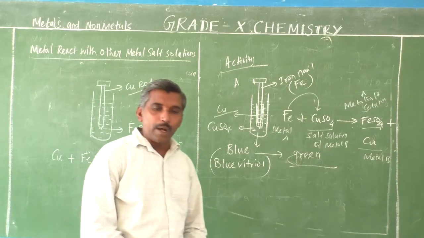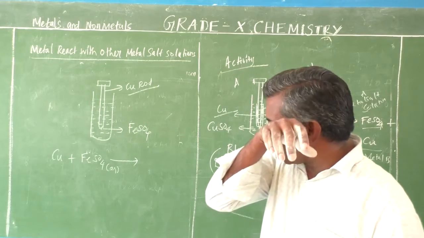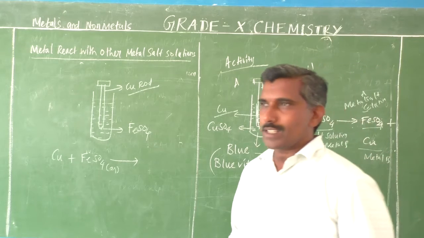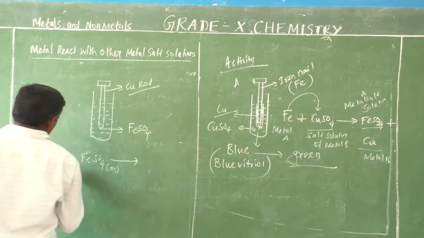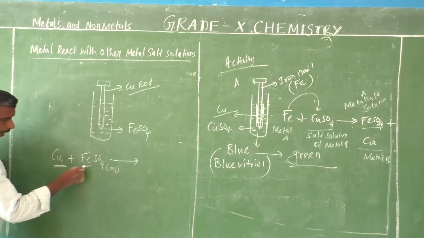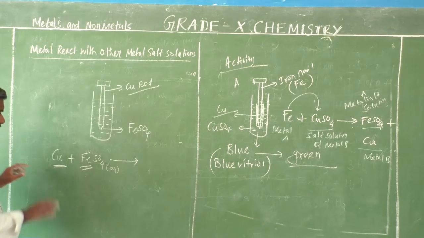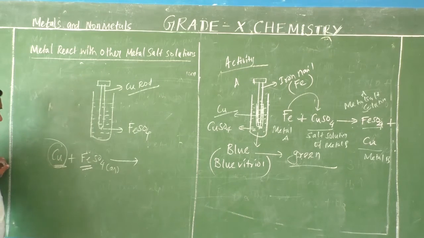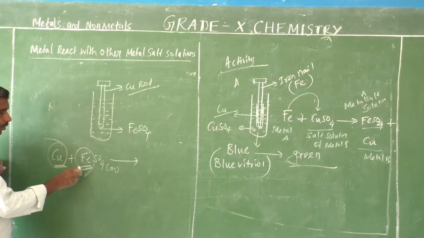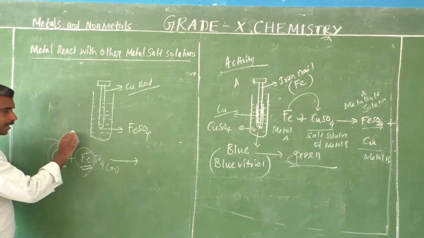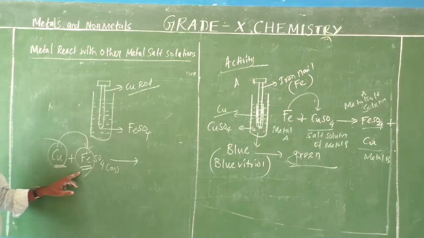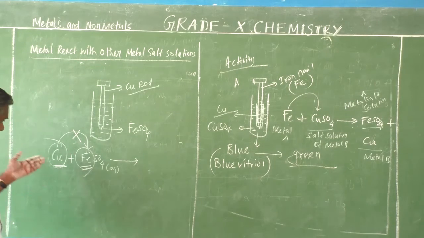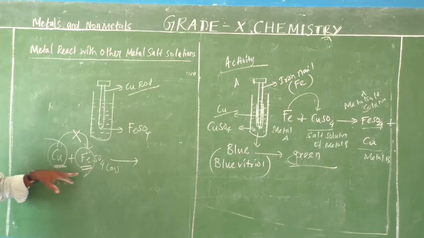This reaction is not possible. What is the reason? Consider these copper and iron metals. In this reaction, copper is the least reactive and iron is the most reactive. So a least reactive metal does not displace a highly reactive metal from its salt solution, because one is weak and the other is strong.